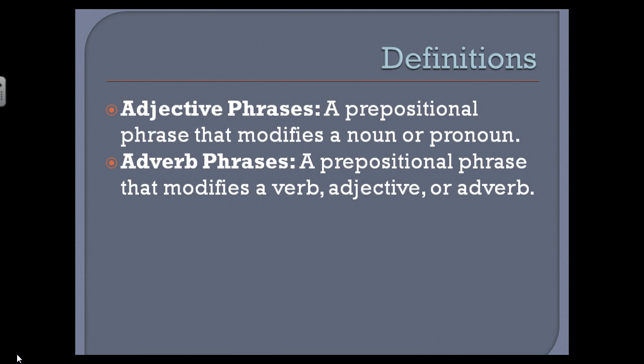Is that arrow going to a noun or pronoun? Is that phrase describing a who or a what? Then it's an adjective phrase. If we would draw an arrow to a verb, to an adjective, or to another adverb, or the phrase is describing a where, a when, a why, or a how, then it's an adverb phrase.